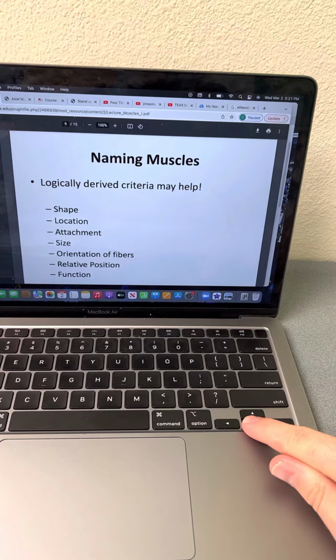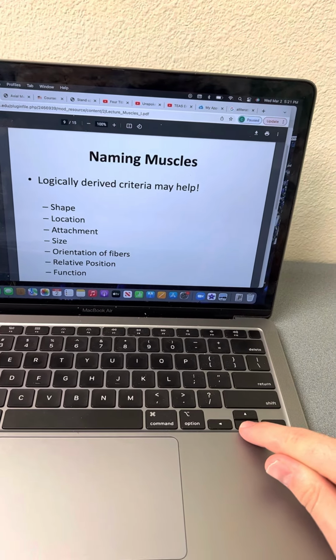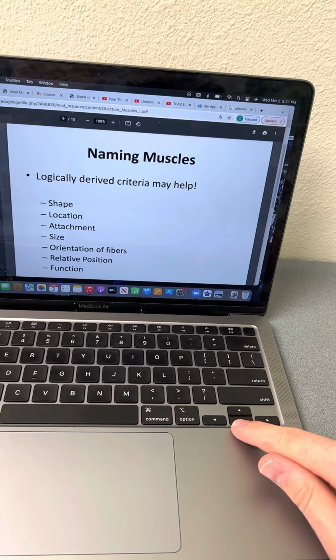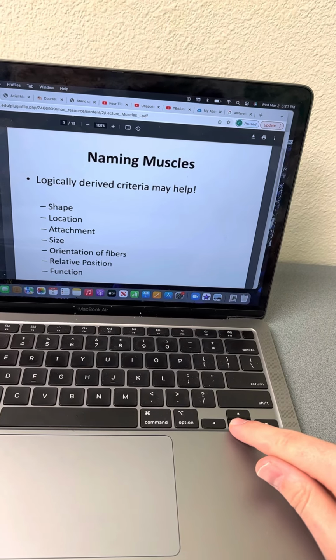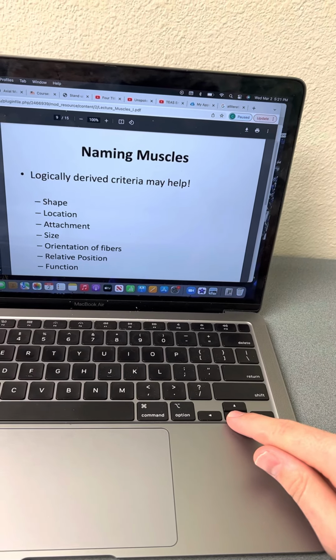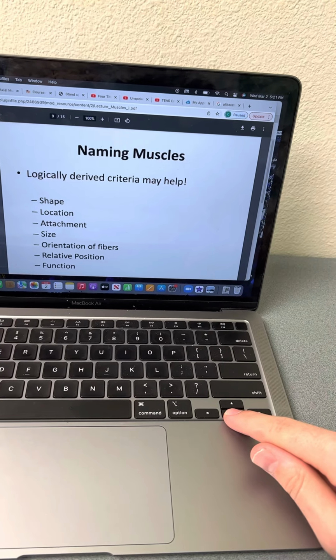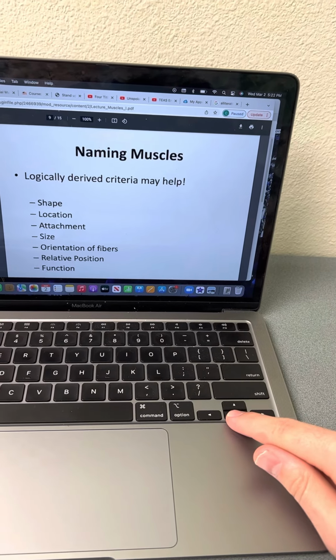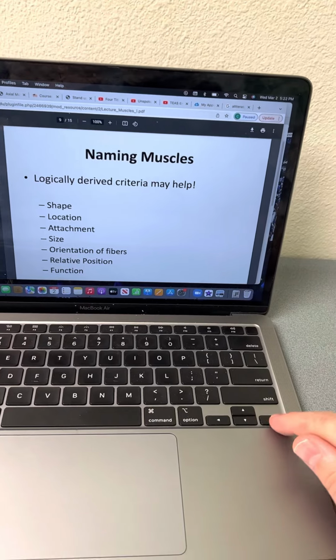Naming muscles: logically derived criteria may help. Shape, location, attachment, size, orientation of fibers, relative position, and function.